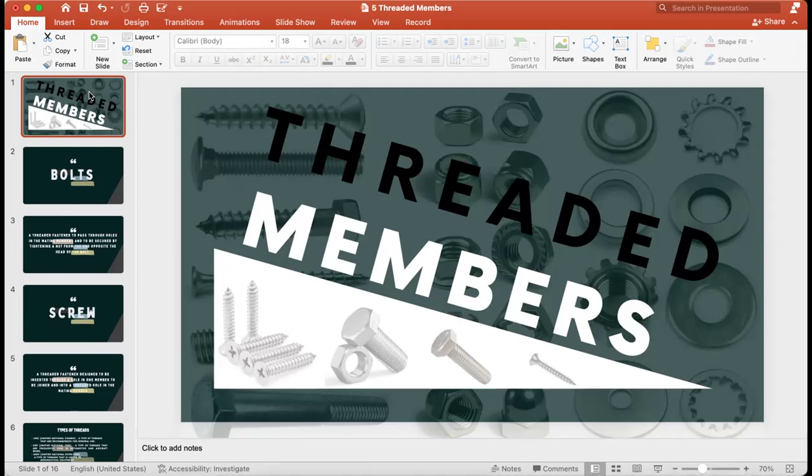Okay, then also another importance is load distribution. So by clamping parts together, it helps you distribute loads evenly across connected components, and it reduces stress concentration to help the distribution of the loads eventually. Okay, so these are some of the importance, no, of a threaded member.